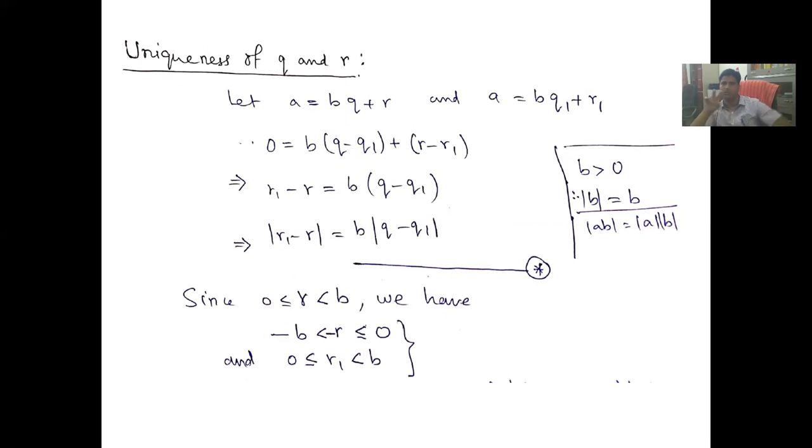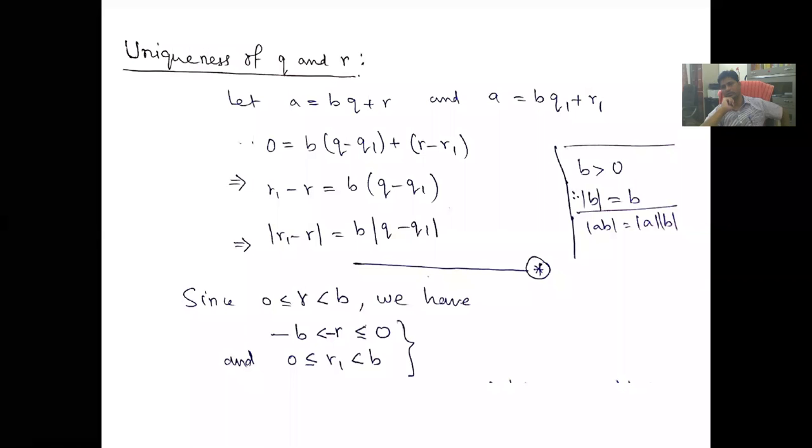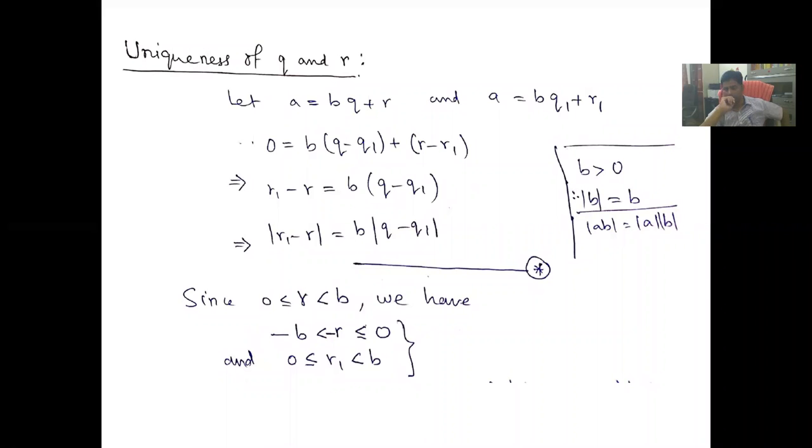For this pair, these two elements A and B, this Q and R is also fixed, unique. So we need to prove that uniqueness. How will we continue? Suppose A has two representations. One is BQ plus R.